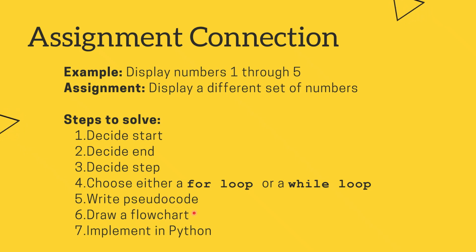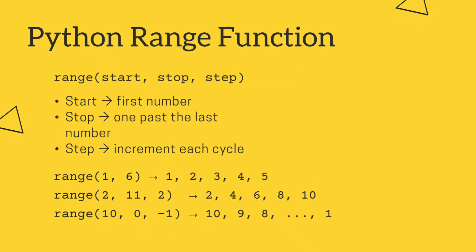Then I want you to draw out that flow chart so you can see the loops. This is where we're going to be using the rectangles and the diamonds and the arrows to show how we would move through that loop to display those numbers that we're asked to display. Then you're going to write and test Python code. These are the steps you're going to use to do the assignment.